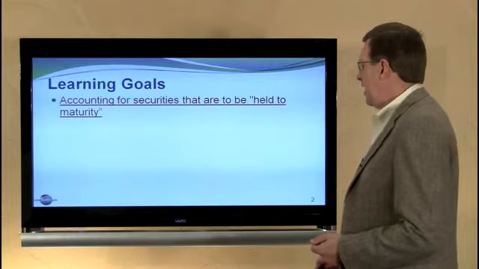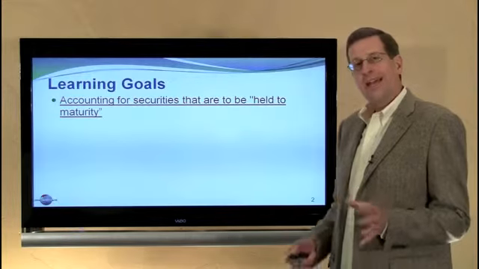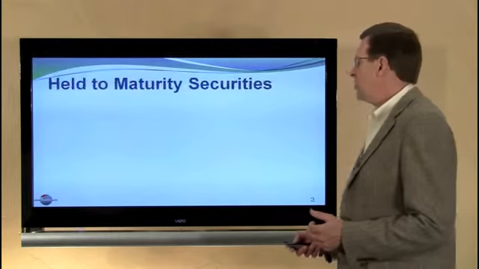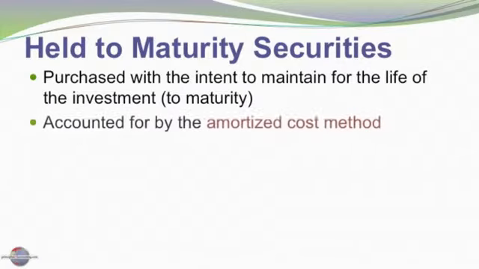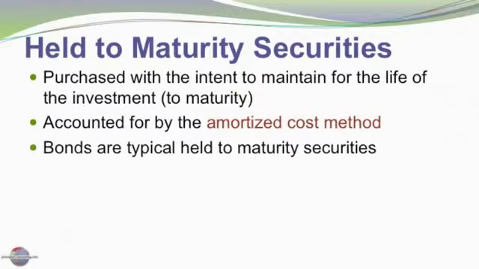principlesofaccounting.com, Chapter 9. In this module, we'll be looking at accounting for the investment category held to maturity. Held to maturity are those investments that were purchased with the intent to maintain them for the life of the investment to a fixed maturity date, typically accounted for by the amortized cost method. Bonds are an example of a typical held to maturity security.